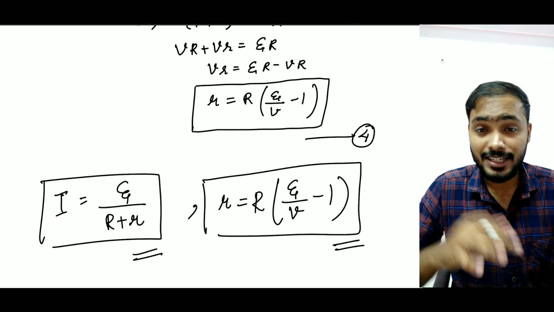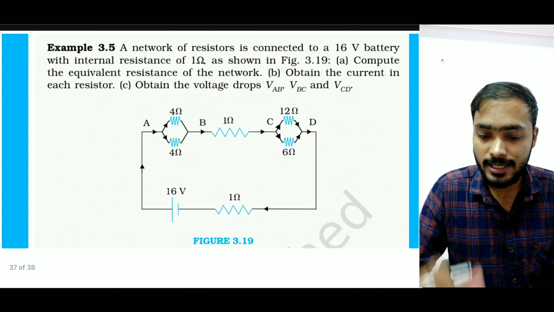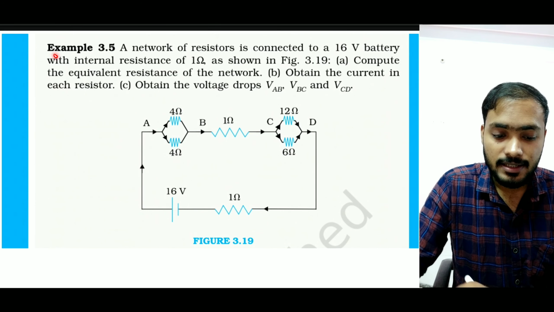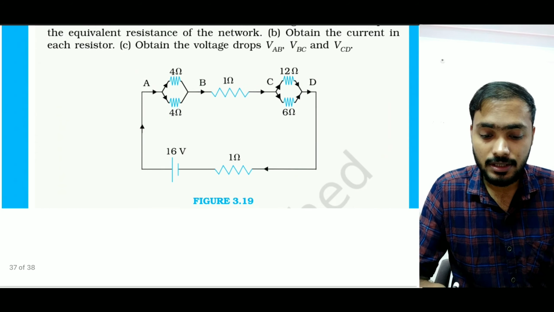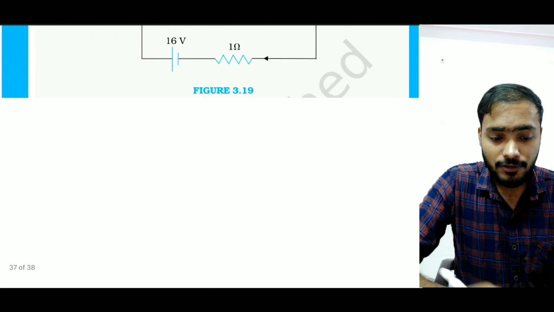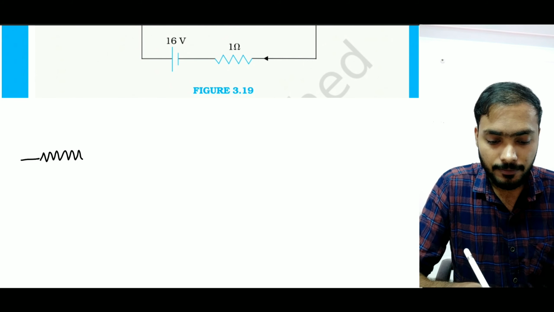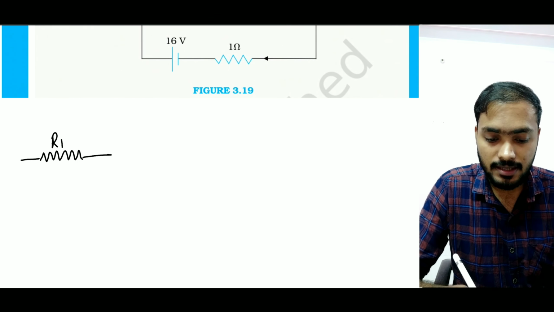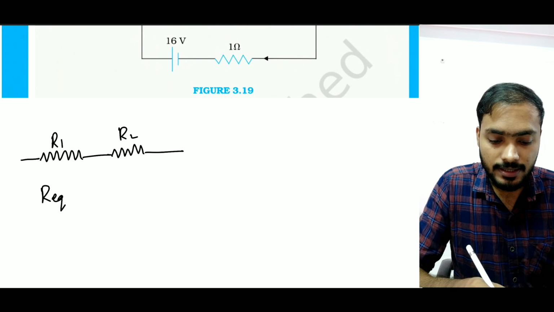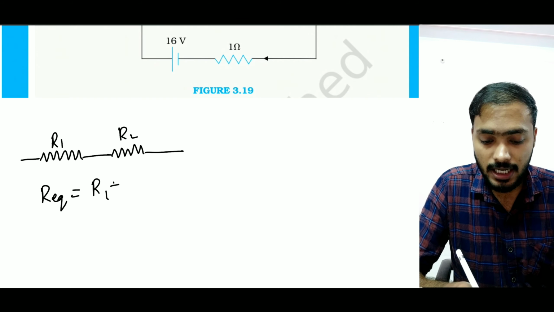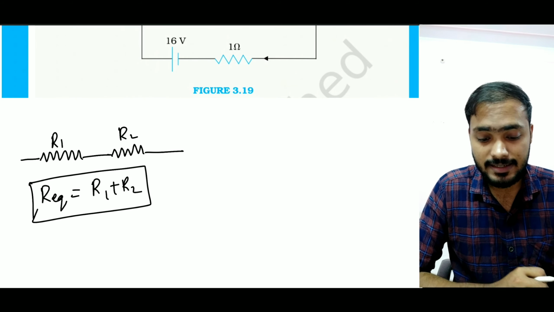So in order to make sure that you guys understand this, let's try to do a simple example from NCERT. This is NCERT example number 3.5. Now before we proceed with this question, one simple piece of information let me share with you guys. Whenever we have a resistor with some resistance R1, and another resistor connected in series to it, the equivalent resistance will simply be R1 plus R2. This is something I'm sure you must have studied in 10th standard.